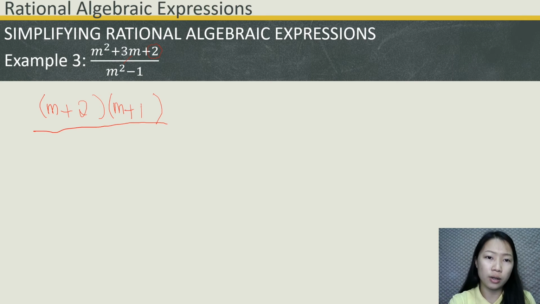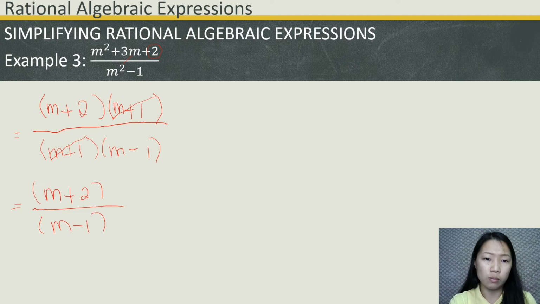How about the denominator? Naalala niyo ba yan? This is an example of the sum and difference of two squares. For sure, yung isa addition, yung isa subtraction. Ano ang factor ni 1? 1 times 1. Anong square root ni m squared? m. m times m. Okay, second step. Cancel all the common factors. Meron bang common factor dyan? Meron. m plus 1 at m plus 1. So, ano ang natira? m plus 2 over m minus 1. And this is the simplified form of this expression.